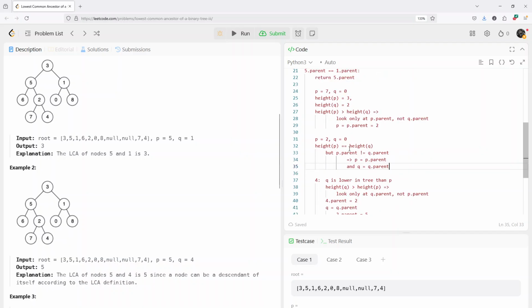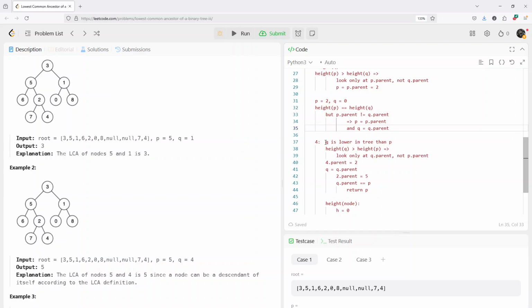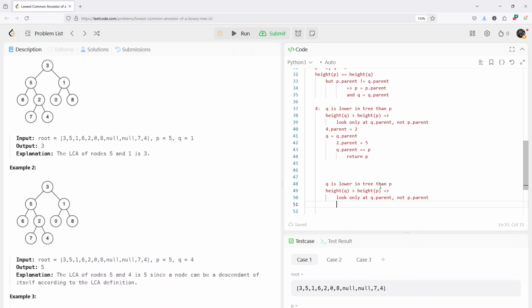So basically, we compute the height with this. If q is lower in the tree than p, then height of q is greater than height of p. Then look only at q dot parent, not p dot parent. So then you have q equals q dot parent. And similarly, if you swap the p and q.